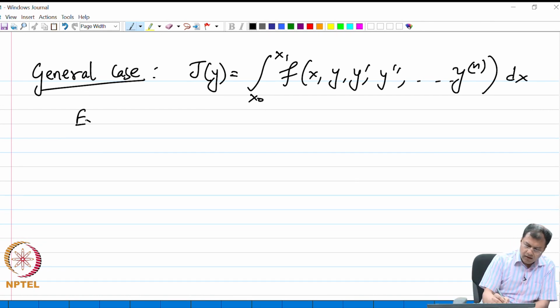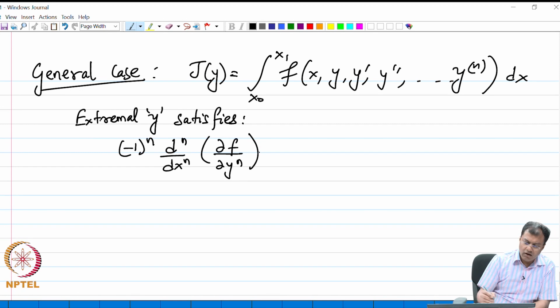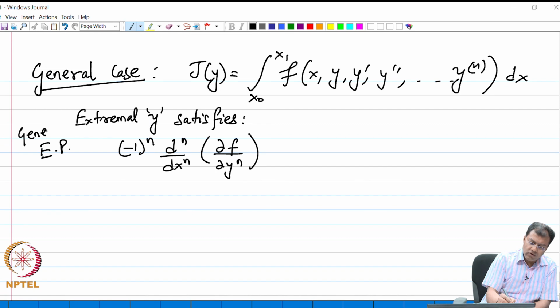So, my extremal y satisfies the Euler-Poisson equation, which is of the following form. Notice that this conveniently reduces to the Euler-Lagrange as well as the Euler-Poisson equation for functionals containing derivatives up to second order. So, this is the general version of Euler-Poisson. Okay. So, let me rewrite this expression.